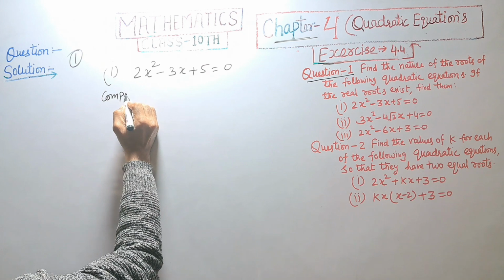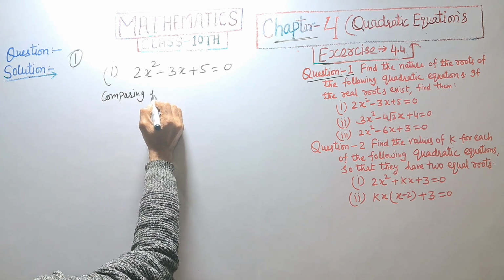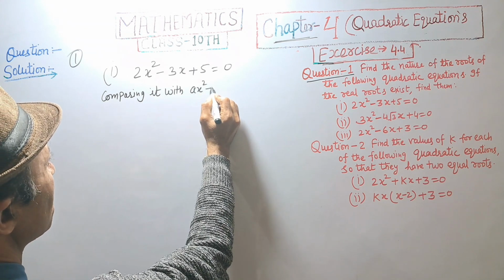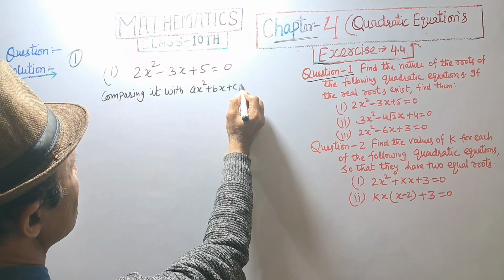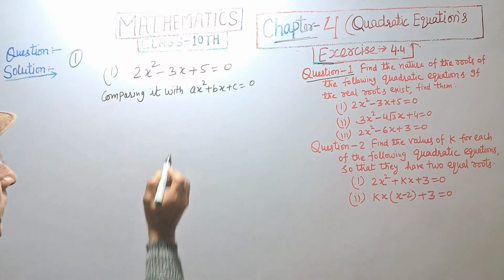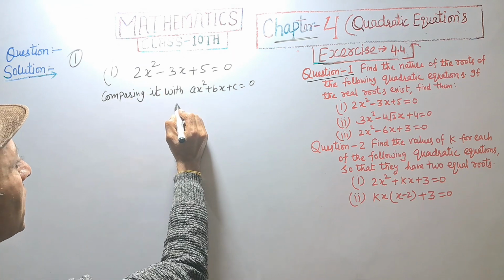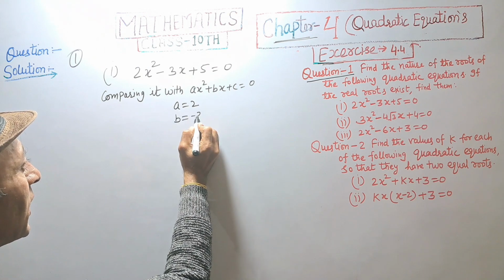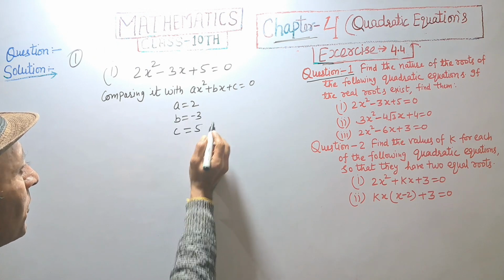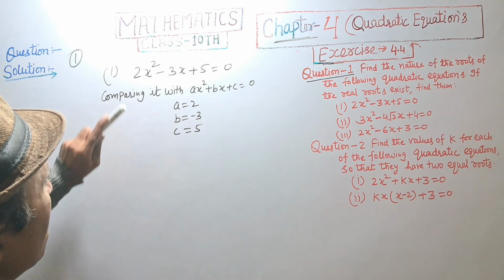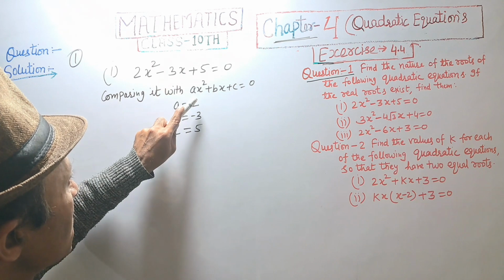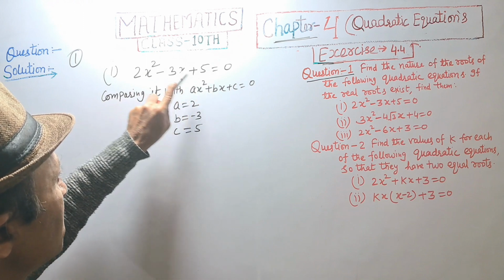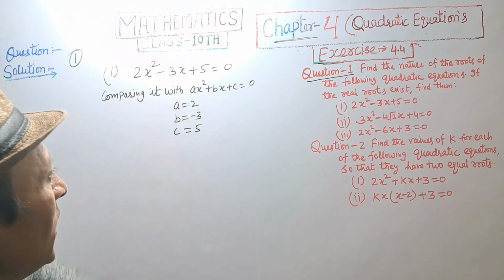Comparing it with ax square plus bx plus c is equal to 0. a is the coefficient of x square, a is equal to 2, b is equal to minus 3 and c is equal to 5. First of all, we are comparing this equation with ax square plus bx plus c equal to 0. a is 2, b is minus 3 and c is 5.